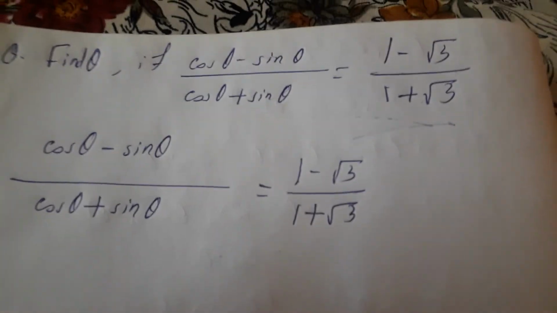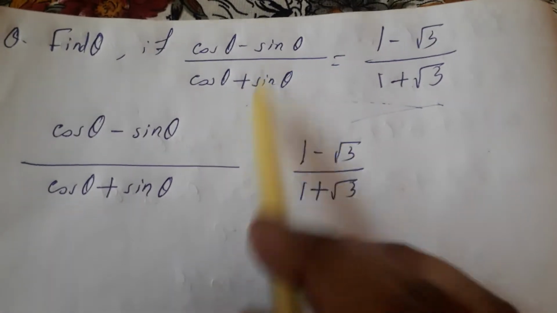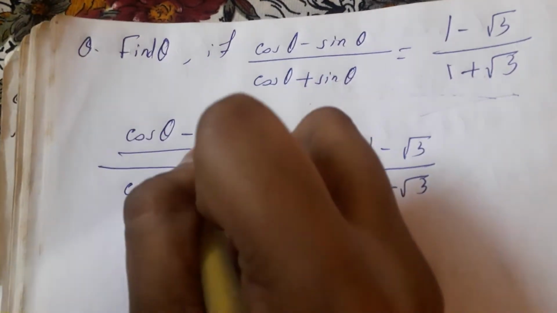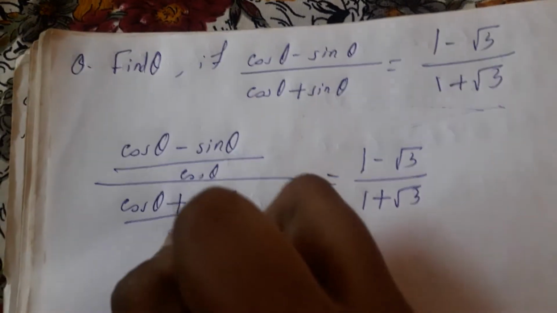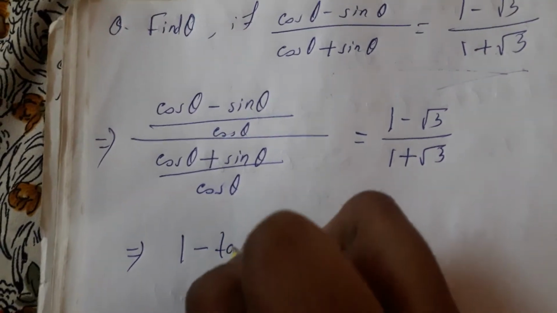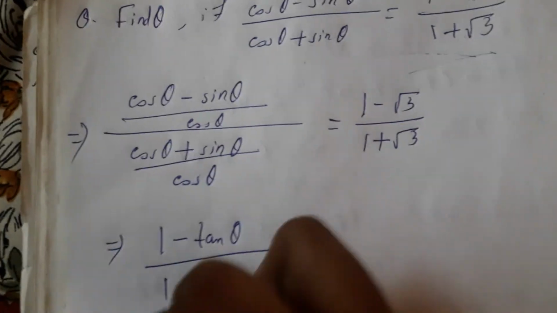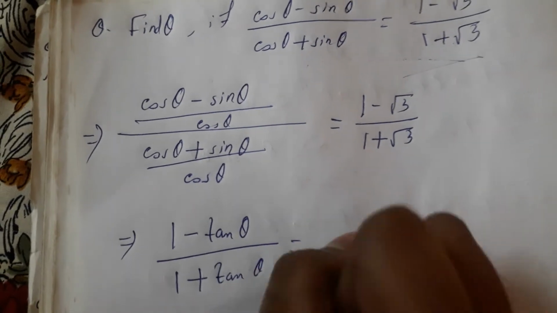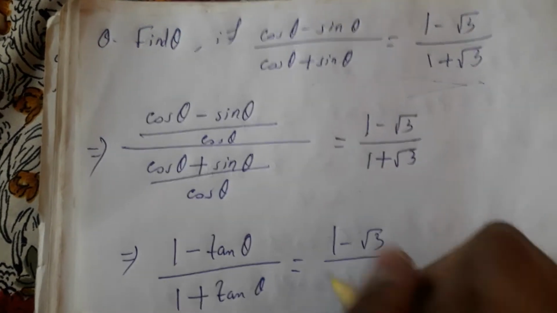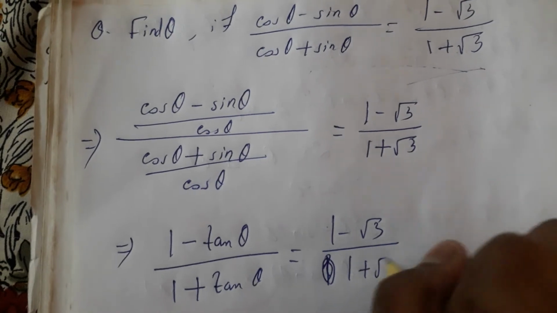Which column? Tan. Okay, so you have to convert these two into tanθ, and for converting these into tanθ you have to divide here by cosθ. So divide by cosθ, first step. Then the second step is (1 minus tanθ) divided by (1 plus tanθ), which equals (1 minus root 3) divided by (1 plus root 3).